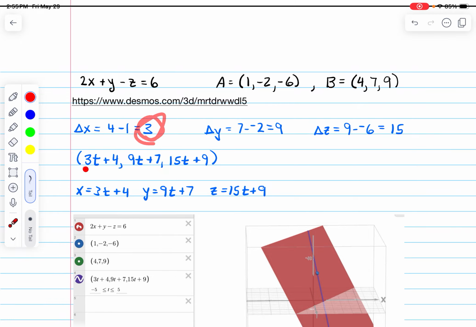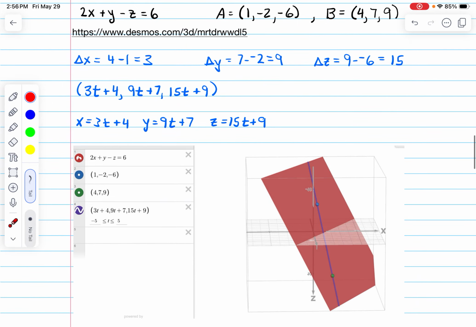3t plus 4. Whichever, I can use either one of these points. I'm using this one because it's got the positives. I like the positives. Okay. So look at this. 3t plus 4. Okay. Delta y, 9. See, 9. 9t plus 7. And then finally, delta z. 15t plus 9. Look at that.